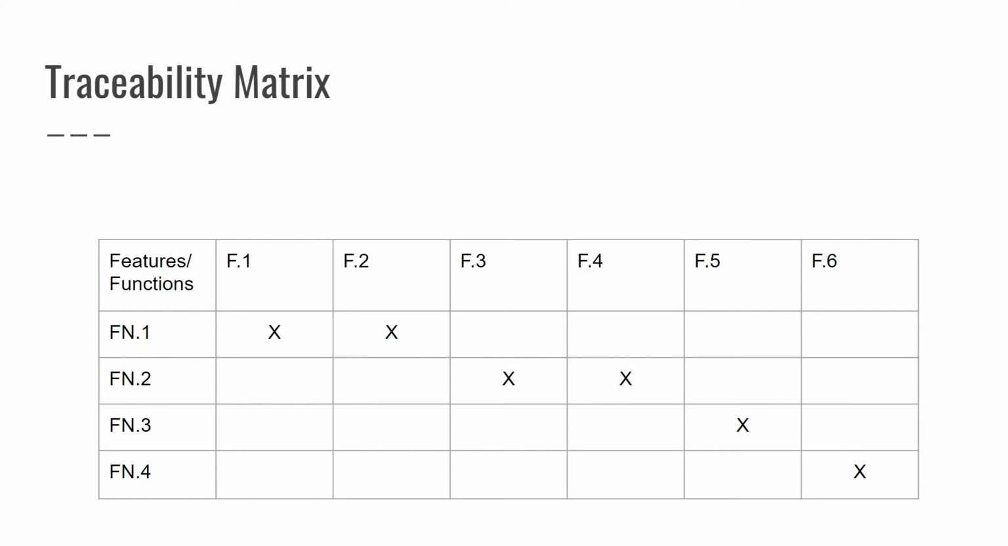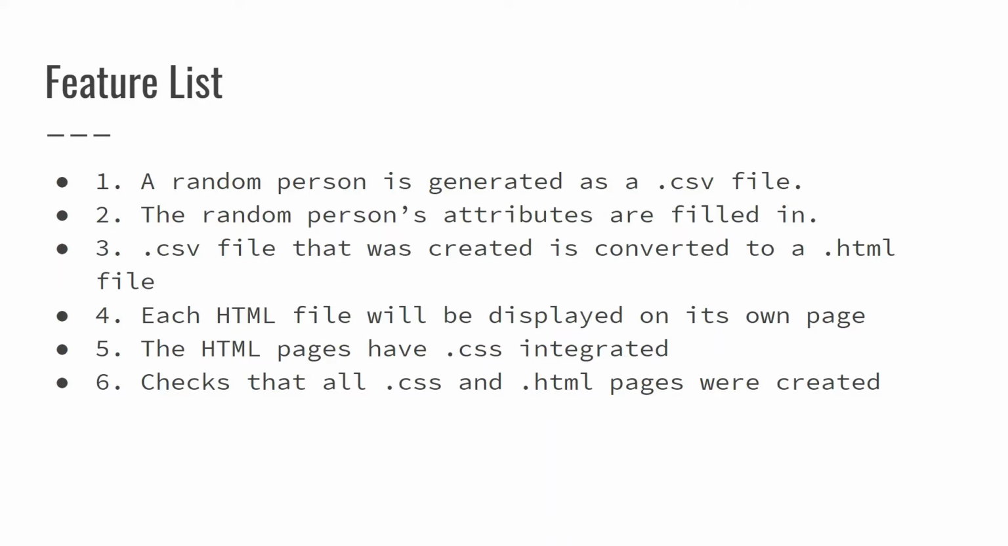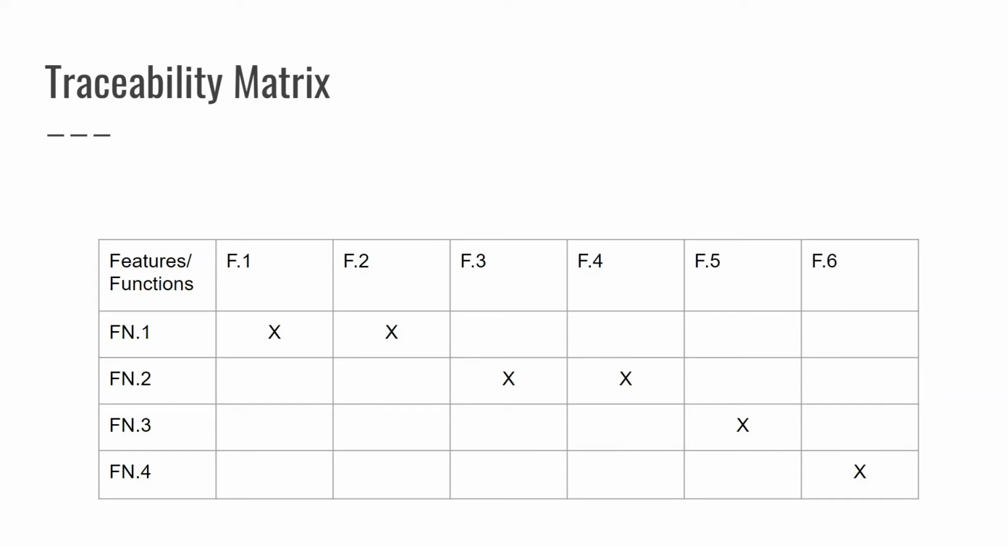Our traceability matrix, and as you can see, all our features are mapped to a function. So if we go back to the feature page, they're numbered 1 through 6, and features 1 through 6 correlate to the functions in order. So a random person is generated as a CSV file is related to function 1, which is create CSV, and so forth. Feature 2 is also part of function 1, and then function 2 handles features 3 and 4, function 3 handles feature 5, and function 4, I'm sorry, handles feature 6. And now we're going to hop into the demo.